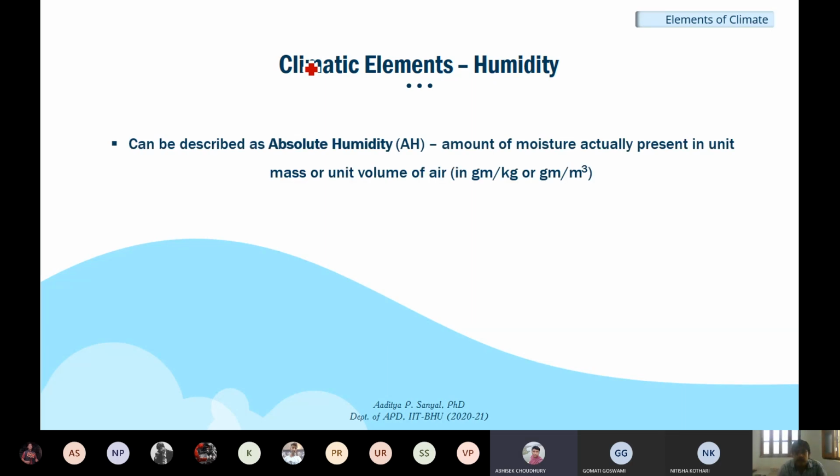So there is something known as humidity, which is the absolute humidity, the amount of moisture that is actually present in your air. You either get it in grams per kg or grams per meter cube. But that is not the data which you hear during your news telecast. In the weather section, what type of humidity value do they tell you?